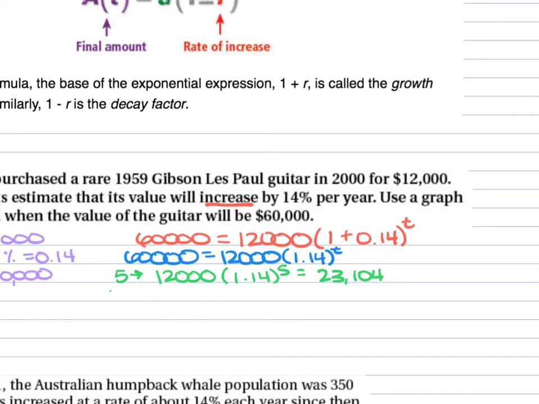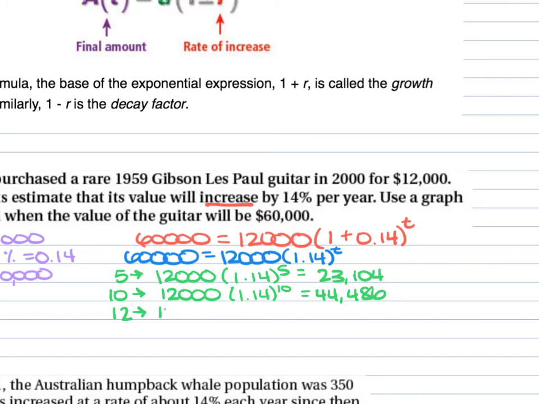Let's say I double the 5 and I work with 10. I plug the 10 in. I get 12,000 times 1.14 to the power of 10. This is going to give me 44,486. Still not quite where I want to be. So if I look here, every 5 years, this is jumping about 20,000. So I'm going to try something like 12, because I don't want to go that far up. I want to be between 2 years that are around 60,000.